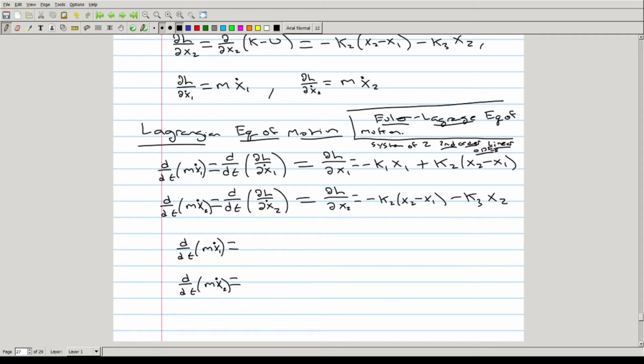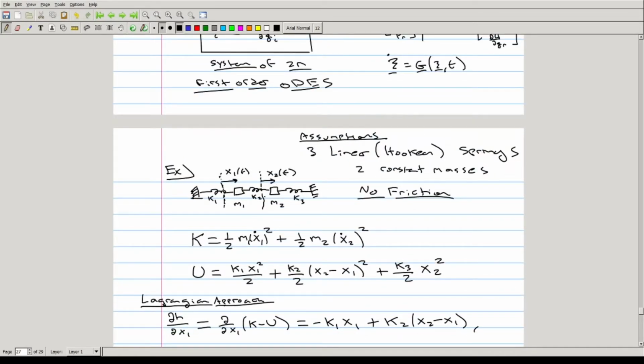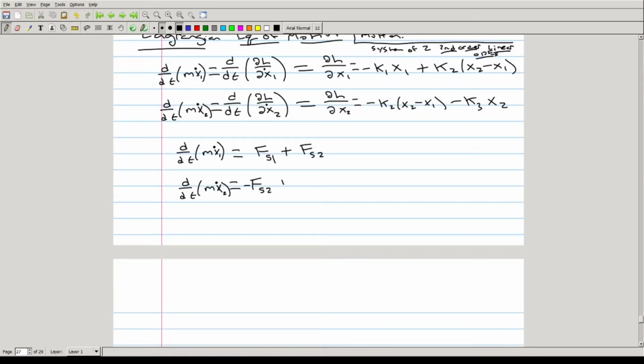This right here is saying that the rate of change of the momentum of mass 1 is equal to the force on mass 1 from spring 1 plus the force on mass 1 from spring 2, and the rate of change of momentum for mass 2 is going to be the force on mass 2 from spring 2, which is going to be equal and opposite the force on x1 from spring 2, plus the force on x2 from spring 3.